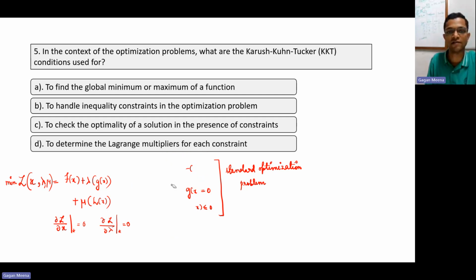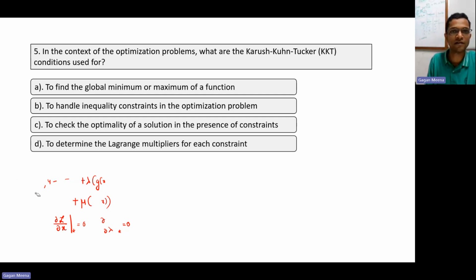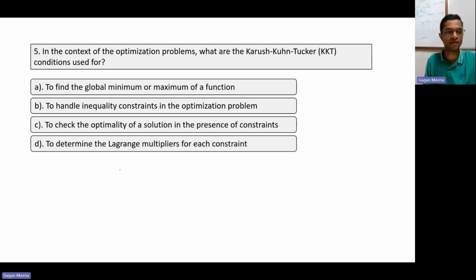We can answer this question with this background. KKT are used to find the global maximum or minimum of a function, to handle inequality constraints in an optimization problem, to check the optimality of a solution in the presence of constraints, and to determine the Lagrange function for each constraint. So KKT conditions are used, we already discussed, to check the optimality of the solution in the presence of constraints.